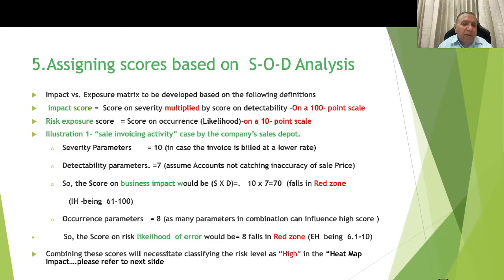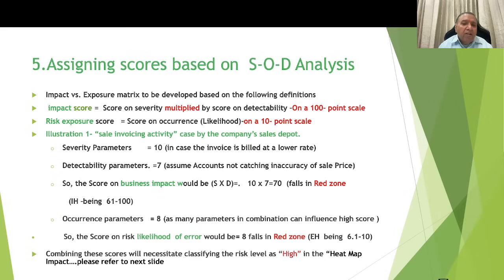For example, in the case of sales invoicing activity by, say, the company's own sales depot itself, the severity parameter is 10. Supposing the billing is done at a lower rate than the correct rate, then it will have a serious impact on the billing and therefore on profitability.